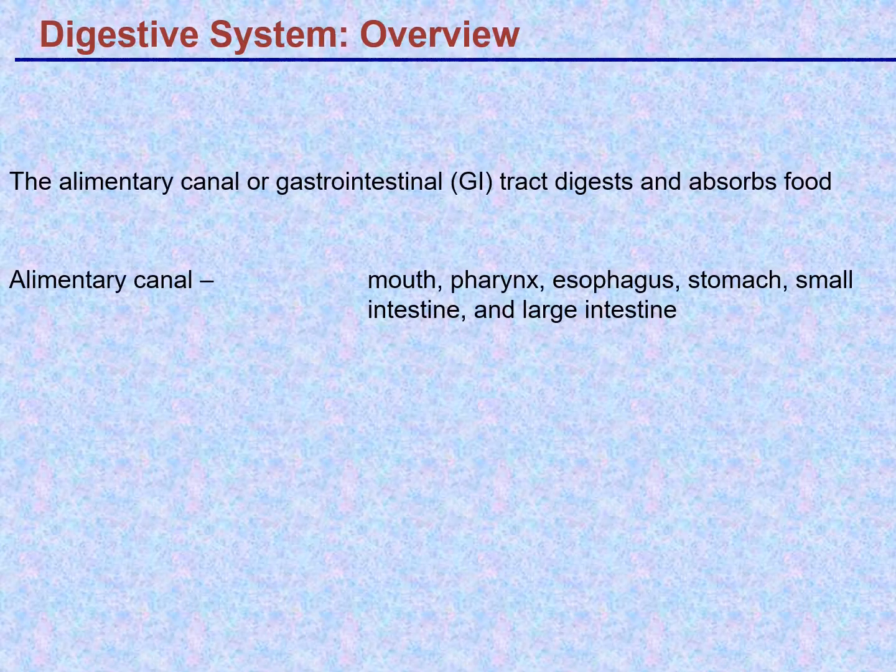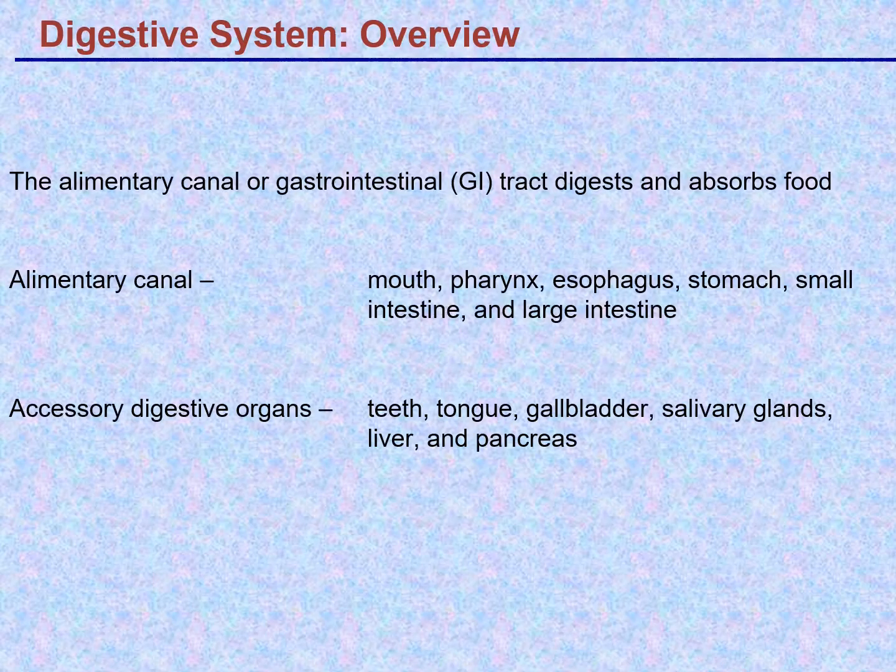The digestive system, an overview: you have a tract, a GI tract or gastrointestinal tract, also known as the alimentary canal, and it's involved in digestion and absorption of food, and it includes all of these organs that are listed here, one after another.